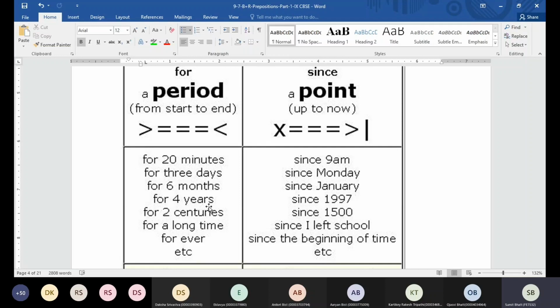On the other hand, since is for one exact time when things started. If I say since 9 a.m., I'm using since here, not for, because 9 a.m. is a sure time. Since 9 a.m. till now. Since Monday, so since Monday till today. Since January, that means things started in January and are continuously happening until today. Since 1997, since 1500, since I left school. When I say since I left school, there is a particular day when the person left school, so we are not going to use for I left school. It's going to be since I left school. Since the beginning of time. It means the thing started from that particular time till today. In all these cases we use the word since.